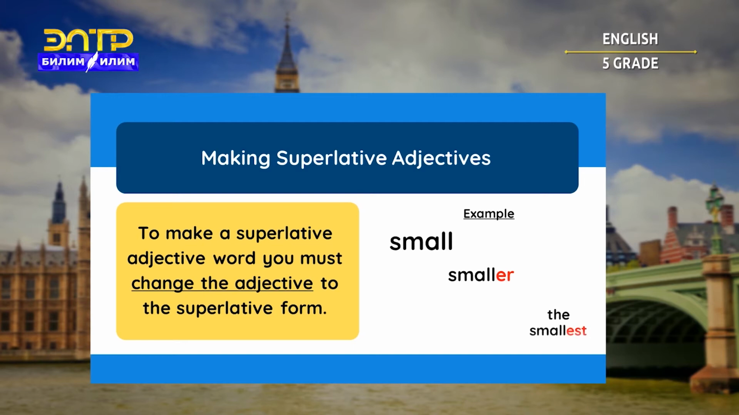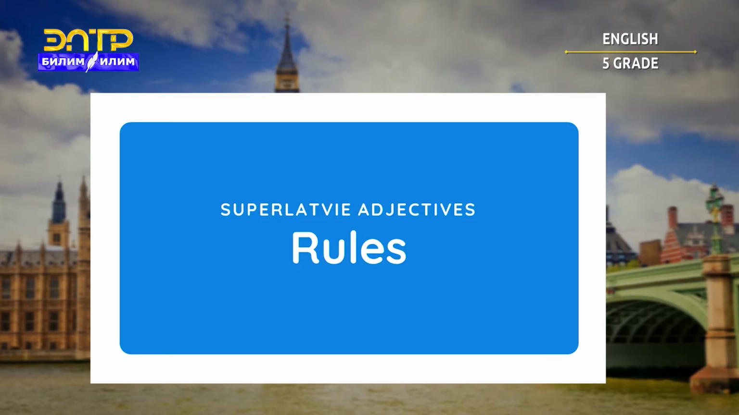For example, we have the adjective small. The comparative form of this adjective is smaller, and the superlative form of the adjective is the smallest. So it is the superlative form of the adjective. As you have already learned, we have to change the adjective to the superlative form. But how? Let's learn together.